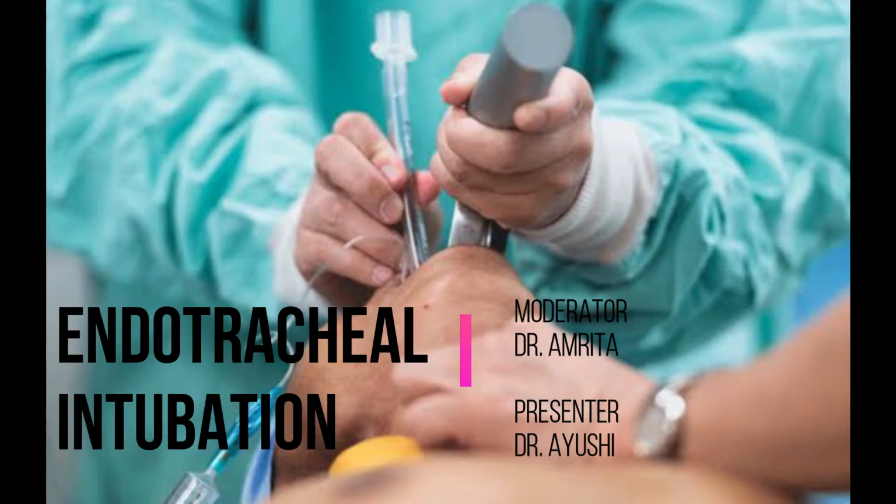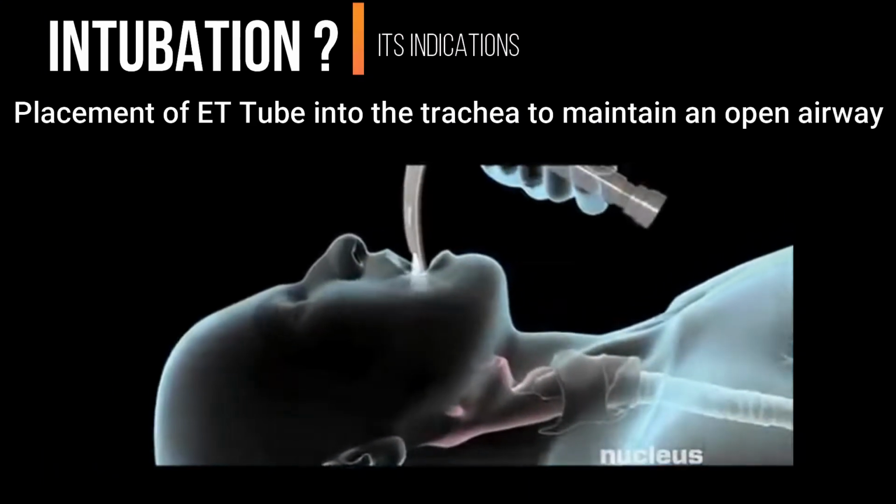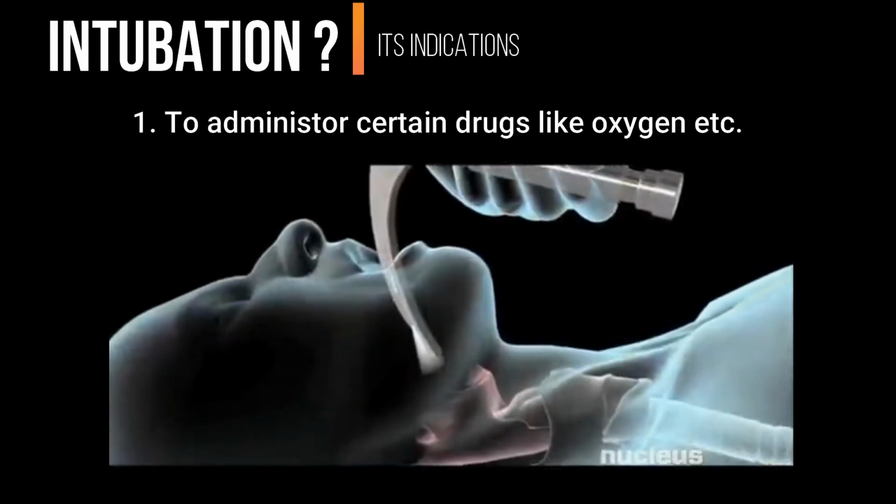Endotracheal intubation is the placement of an endotracheal tube into the trachea to maintain an open airway or to serve as a conduit for administration of certain drugs like oxygen and inhalation anesthetic agents.